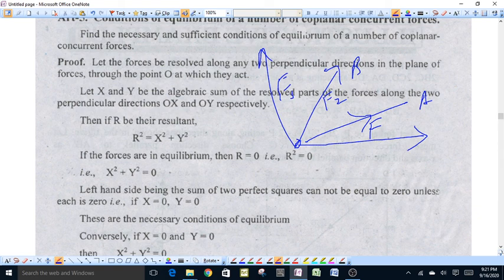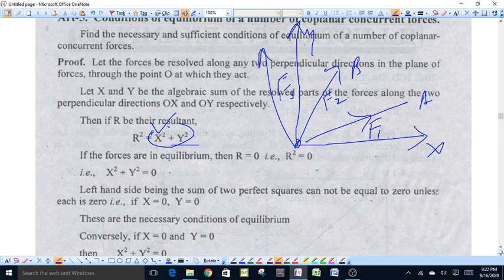We take a direction OX as x-axis and a perpendicular direction OY as y-axis, and resolve all the given forces along the x-axis and y-axis. Suppose that the algebraic sum of all the x components of the given forces is equal to capital X, and the sum of the y components of all the given forces along the y-axis is equal to capital Y. Then their resultant R will be given by R square equals X square plus Y square.